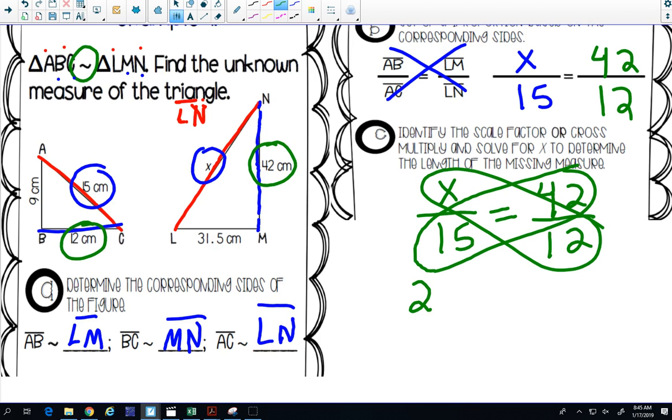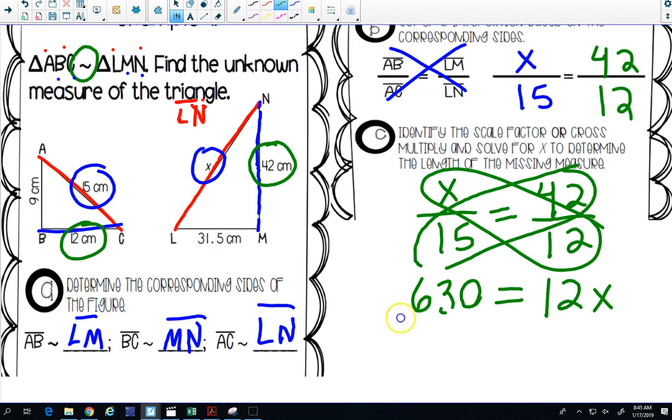200 for 15 times 42. 42 times 15. 630. So that's my cross product. And that's equal to 12x.